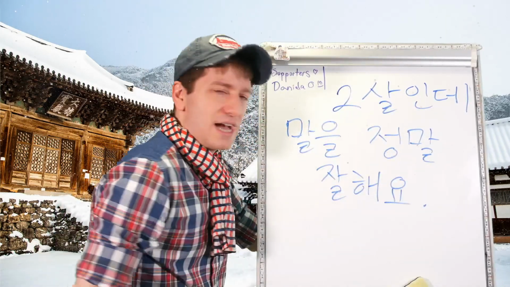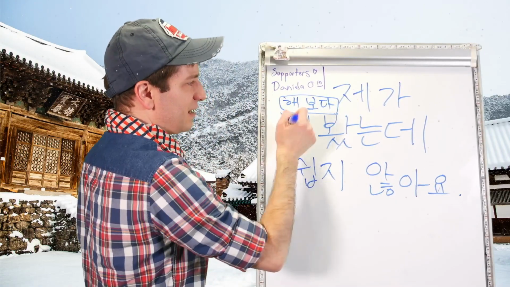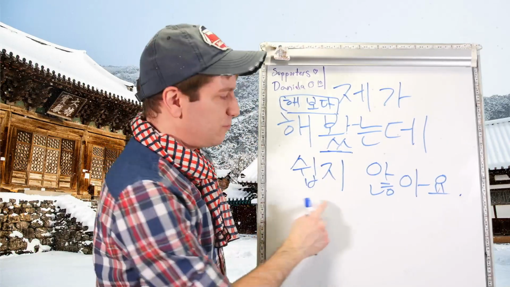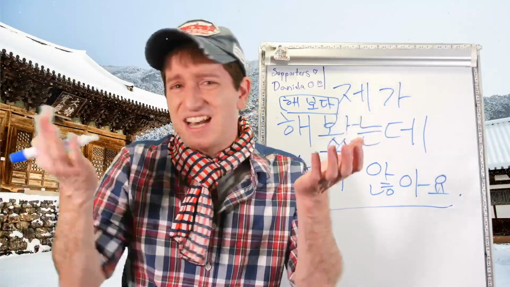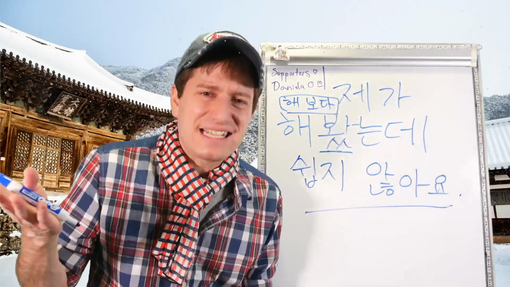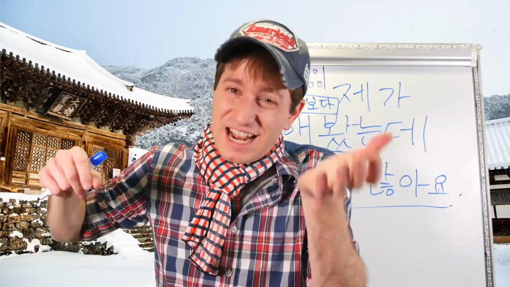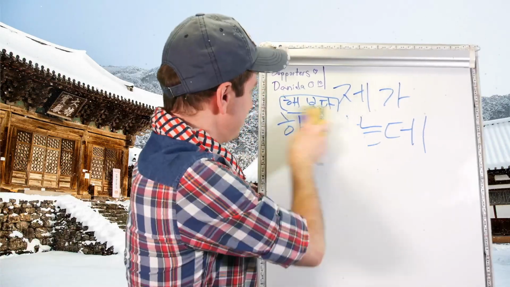So this is 해보다, to try doing something. 해봤는데, so I tried it. 쉽다, to be easy. 쉽지 않아요, so it's not easy. I tried it, and it's not easy. I tried it, but it's not easy. 제가 해봤는데, I'm introducing important information. I'm going to explain it. I tried it, but it's not easy.